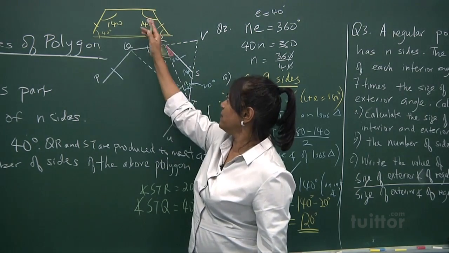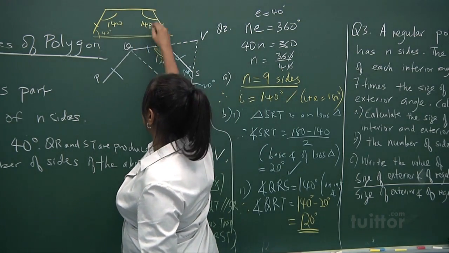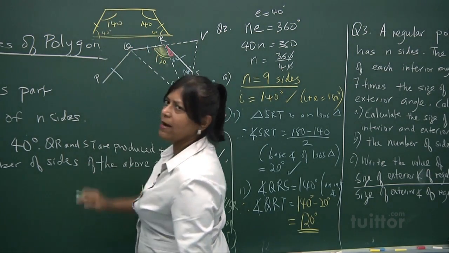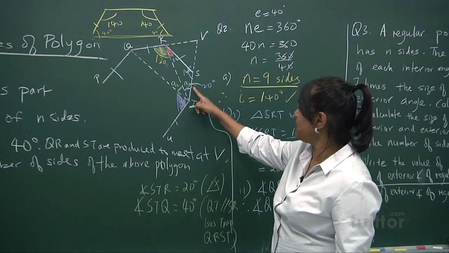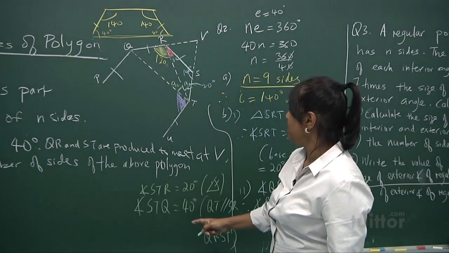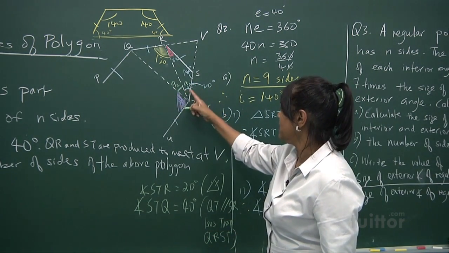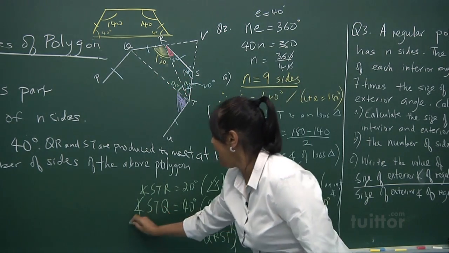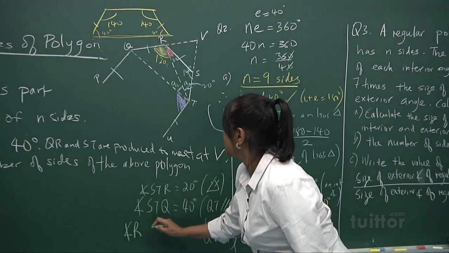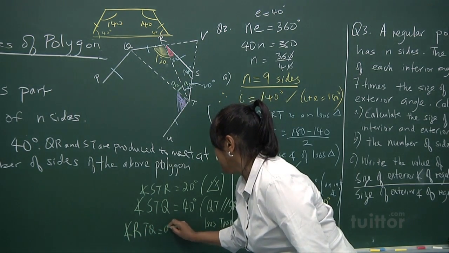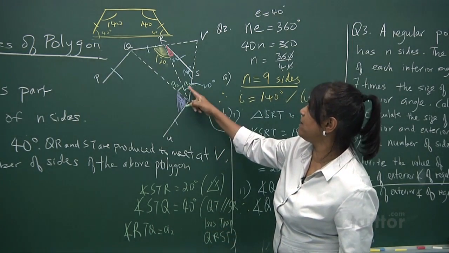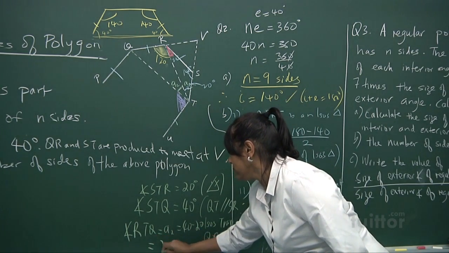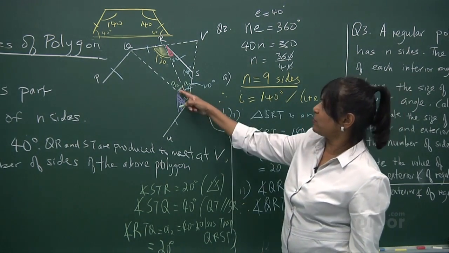So this shape, if I drop this line, they will be of equal height, and if you look at it, this will be parallel. This will be 40, 140. So if this is 20, A2, or STQ is 40 degrees, then angle RTQ, which let me write as A2, is 40 minus 20, it will be 20 degrees. So this is 20.